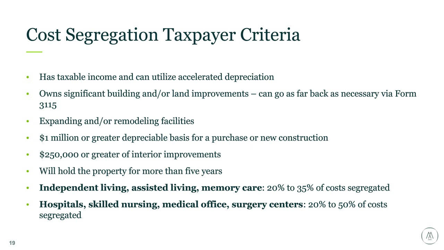20% to 35% of the property allocated to shorter depreciable lives. So that would mean $200,000 to $350,000 of accelerated depreciation. And for hospitals, skilled nursing facilities, medical office buildings, and surgery centers, the percentages are a little bit of a wider range, between 20 and 50% of the total cost into shorter depreciable lives.